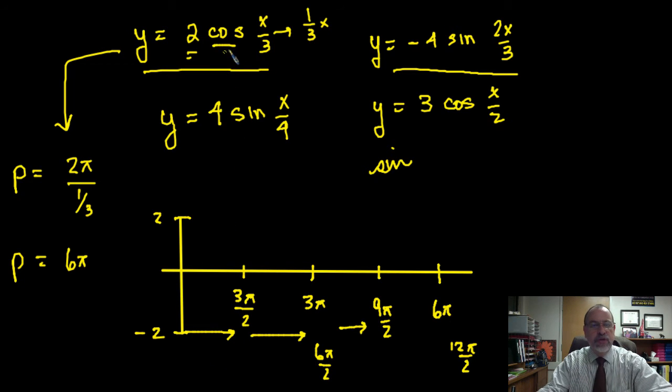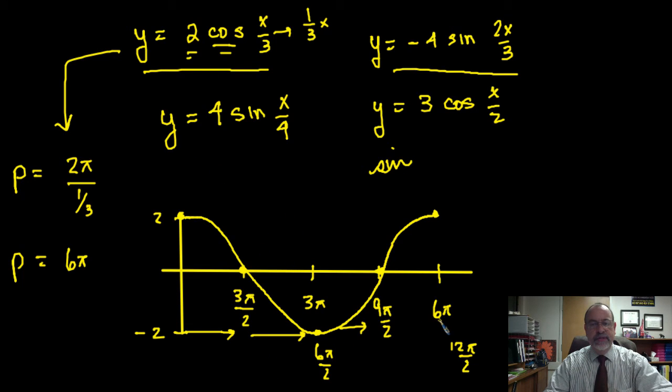And now I look, it's the cosine, so I use the cosine pattern. The cosine starts at its max, goes to 0, goes to its minimum, goes back to 0, and ends up back at its max. So I plot those, and now I draw a nice, smooth, curvy wave. I kind of messed up the last part of that, so I'm going to try it one more time. So a nice curve goes through the 0 and then back up here. So this would be the graph of the function 2 cosine x over 3, and my period is 6 pi.